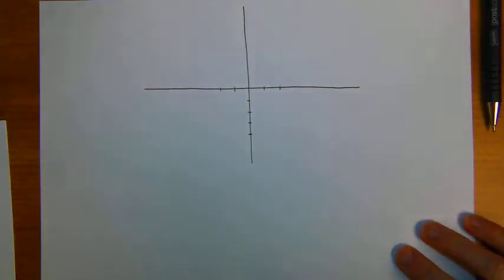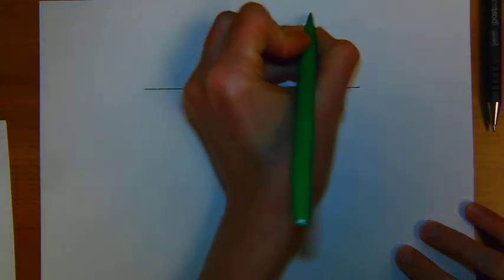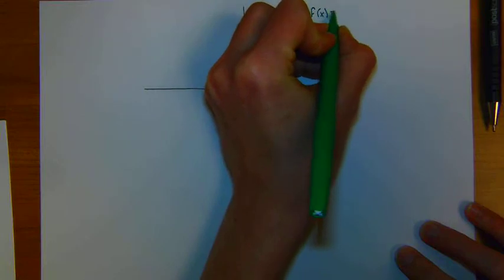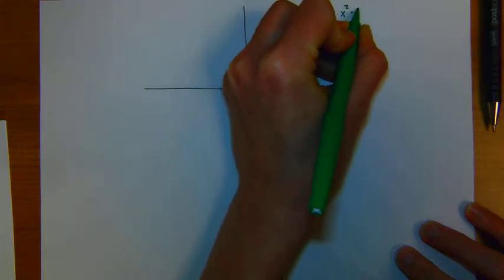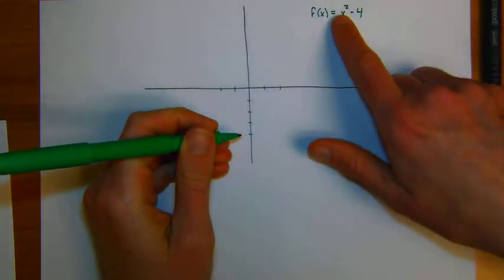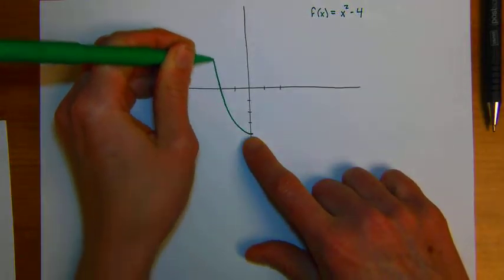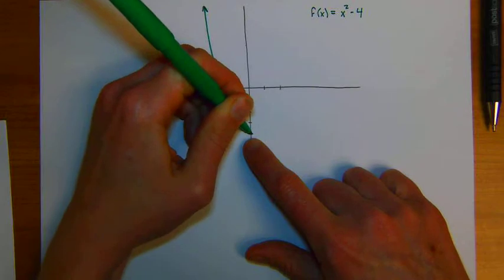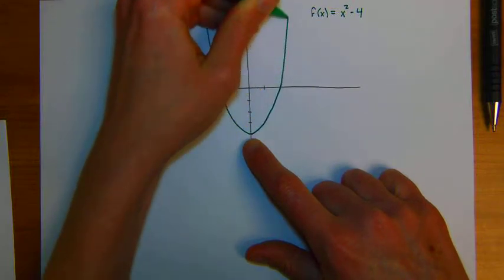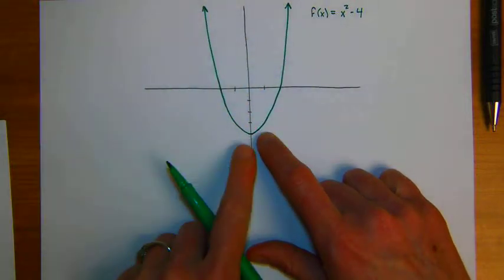So our f of x curve is a parabola. F of x equals x squared minus 4. That's an upward facing parabola that's been shifted down 4 units, and it has x-intercepts of 2 and negative 2. You can solve that by factoring and setting equal to 0.